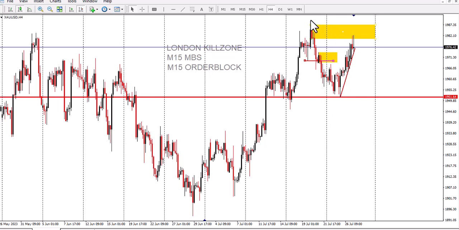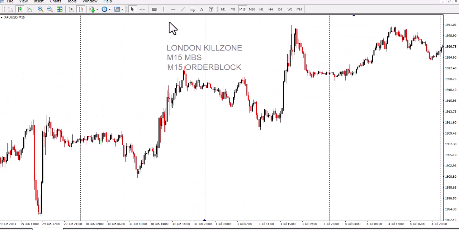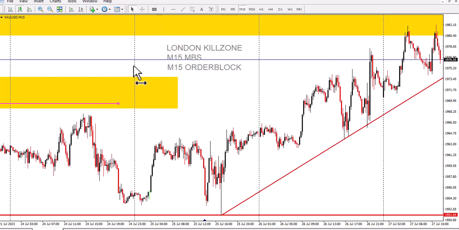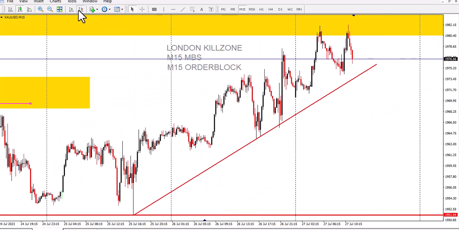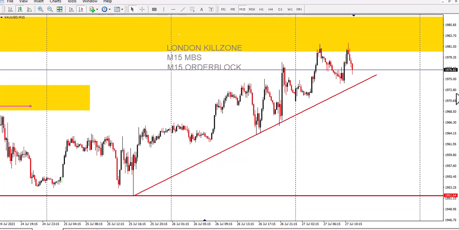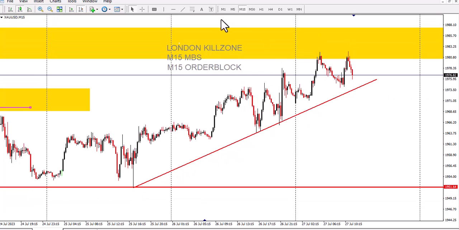So we have marked this order block, and if you go to the M15, what do you see? You clearly see price moving to the order block, which is the yellow zone up here. And as you can clearly see, we took liquidity just before we got into that order block. This is the move to the order block, and we broke structure. Structure was taken out at this particular point, right?